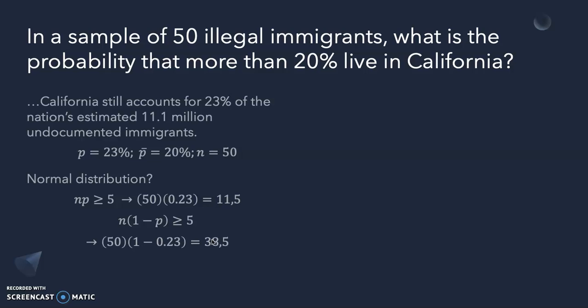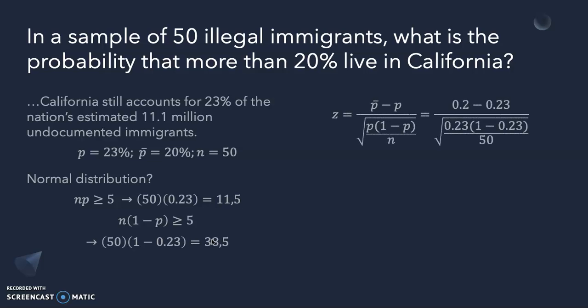Now, to find the probability that more than 20% of illegal immigrants live in California, we need to convert the proportion into the Z value. Using the formula here, we get the result that Z is equal to minus 0.50. Since we are looking for the probability that Z is greater than minus 0.5, we subtract from 1 the probability of Z equal to 0.5 that we obtain from the Z table. We get that when Z is equal to 0.5, it is 0.3085.